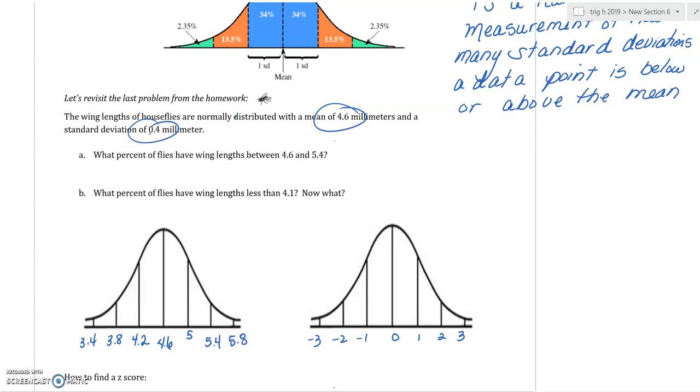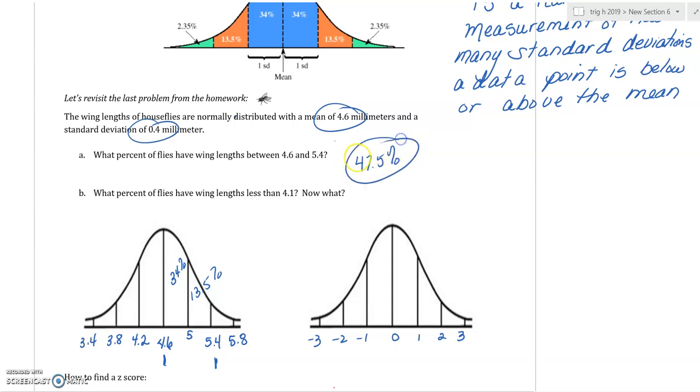Okay, so what that means is, what percent of flies have wing lengths between 4.6 and 5.4? Well, here's 4.6 and here's 5.4. So yesterday we said, well, that's 34% plus 13.5%. So the probability that a randomly selected data point value would be in this particular interval would be 47.5%.